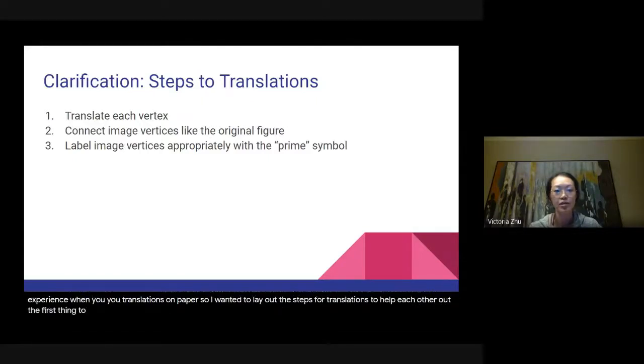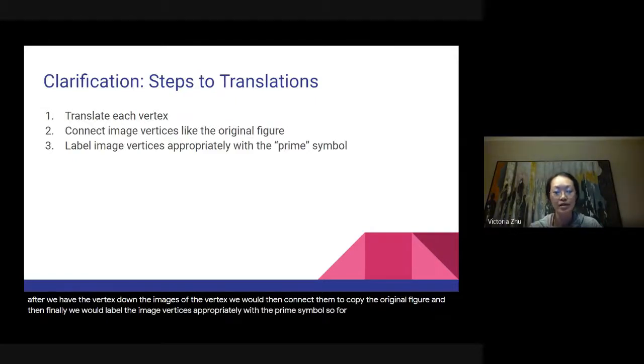The first thing in translations is that the trick is to translate each vertex according to the translation that's given to you. Then after we have the images of the vertices, we would connect them to copy the original figure. And then finally, we would label the image vertices appropriately with the prime symbol.